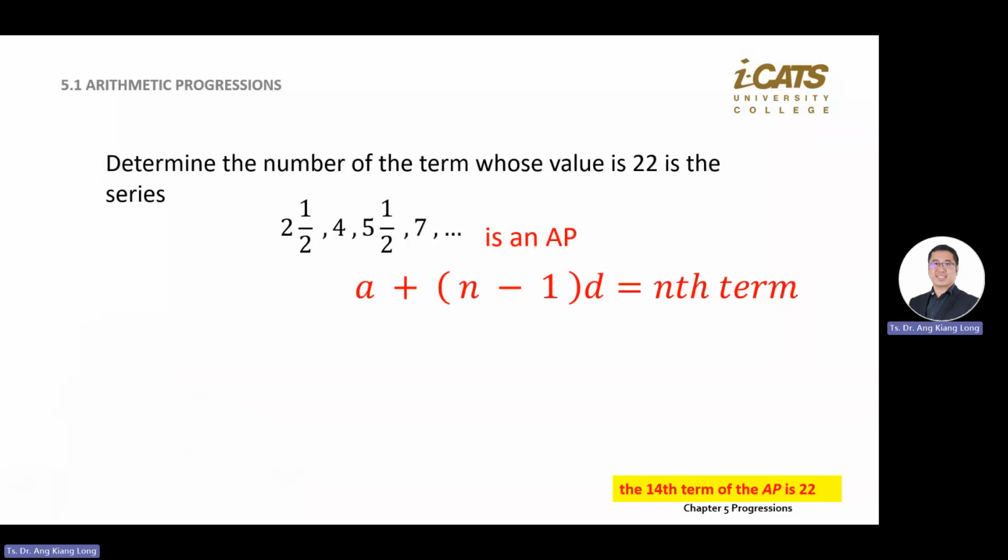And sometimes if you don't see the question ask you to put the answer in decimal places, we expect your answer in fractional form. If you don't see the question say put your answer in 3 decimal places or 3 significant figures, it means the final answer is in fractional form.